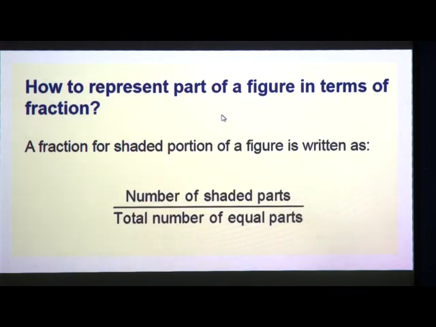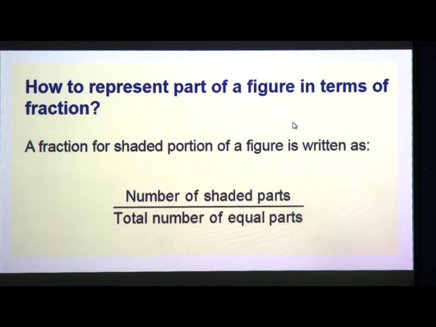How to represent part of a figure in terms of a fraction? Now, you might have a doubt: if a figure is given and it has been divided into 4 different parts, how can we represent the part of a figure in terms of a fraction?